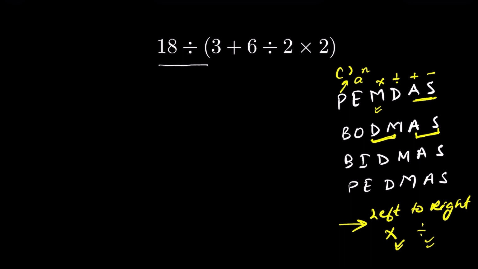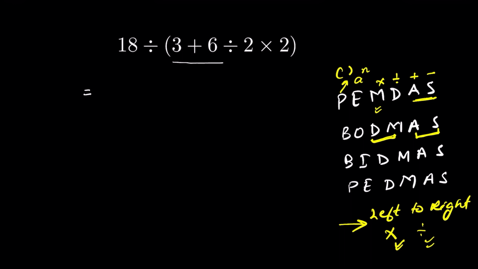So based on this rule, let's solve this question. First we have to solve the parenthesis. So 18 divided by parenthesis, and within parenthesis also we have to follow this PEMDAS rule. So from left to right we have division first. The choice of left to right is always between multiplication and division, and between addition and subtraction. You can see that from left to right we have addition first, but there is no choice between addition and division. Always division comes first before addition. After solving multiplication and division, when you are getting a choice between addition and subtraction, you see which is coming first from left to right.